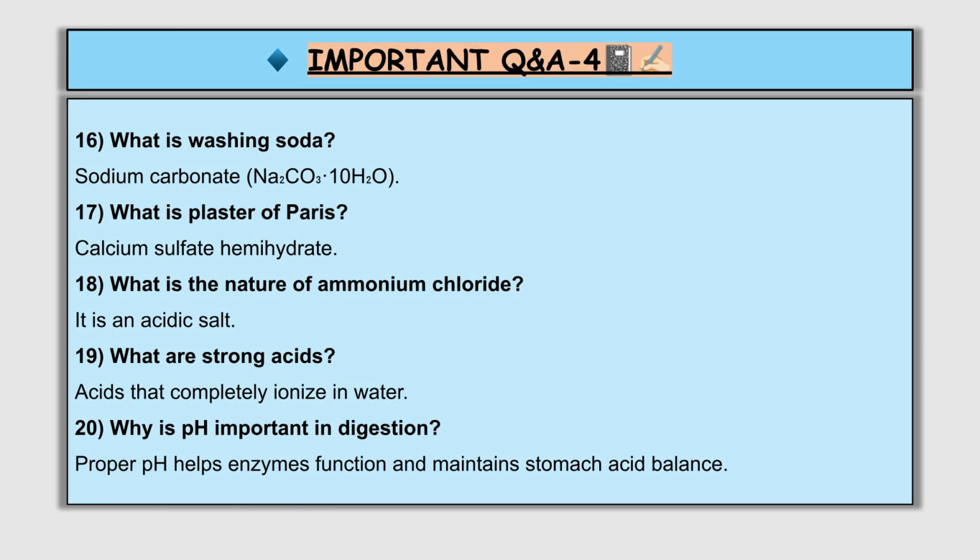Let's review key concepts. Washing soda is sodium carbonate. Plaster of Paris is calcium sulfate hemihydrate. Ammonium chloride is an acidic salt. Strong acids completely ionize in water. Finally, proper pH is vital for enzyme function and stomach acid balance during digestion.